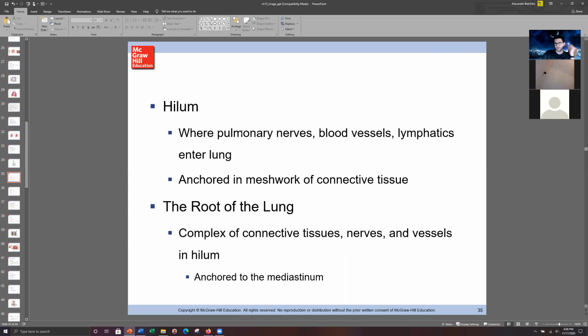The hilum is where the pulmonary nerves, blood vessels, lymphatics, and all that fun stuff enter and exit the lung, anchored in a meshwork of connective tissue, all rooted in the mediastinum. The root of the lung is a complex of connective tissues, nerves, and vessels within the hilum. It all gets anchored within the mediastinum.